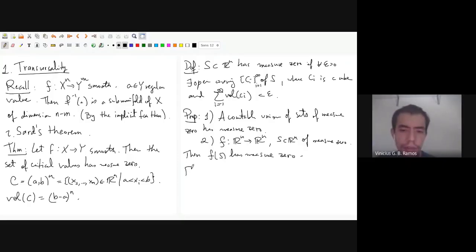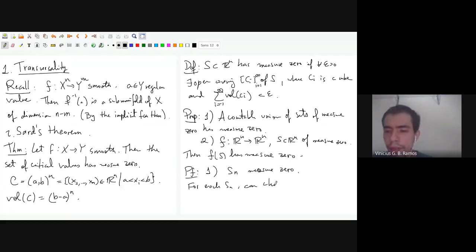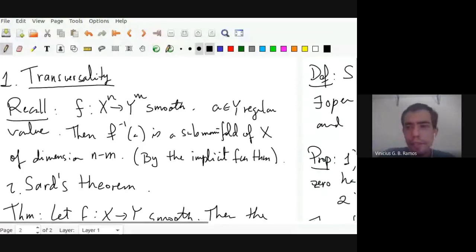Okay, so the first statement is quite easy. If I have a countable union of sets of measure 0, so if I have Sn and each Sn has measure 0, then for each Sn I can choose an open covering with cubes. I'm going to call it Cin.